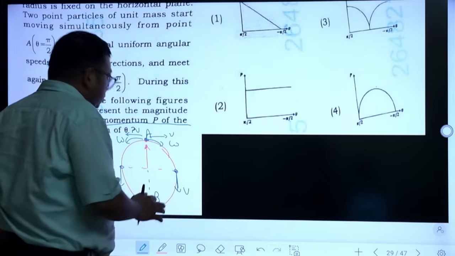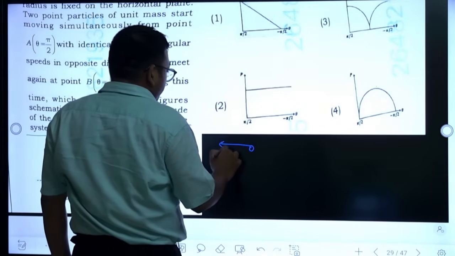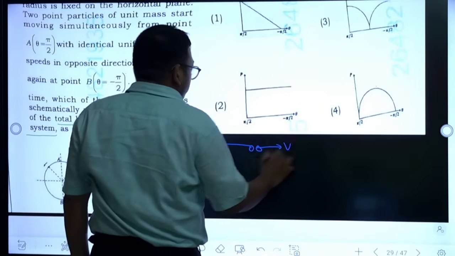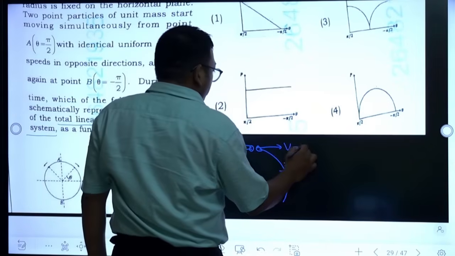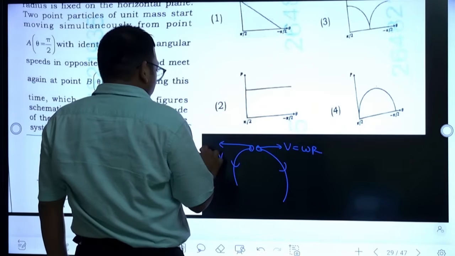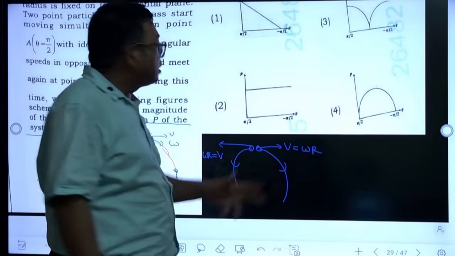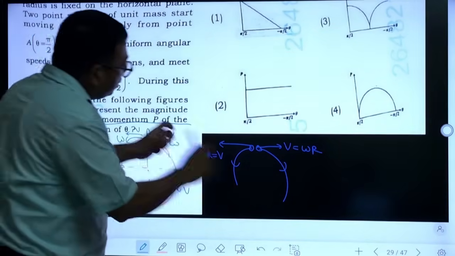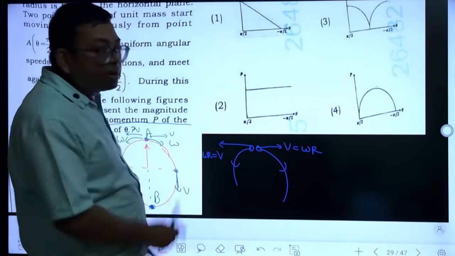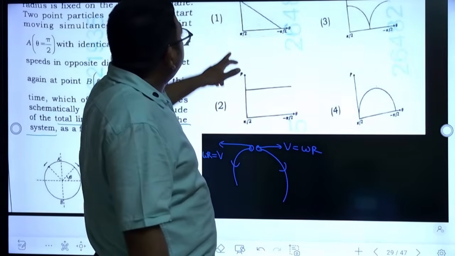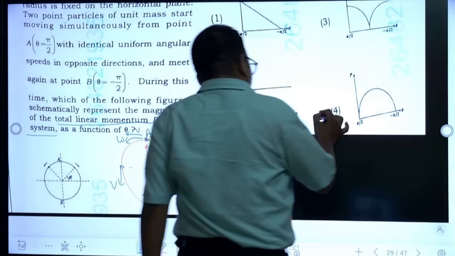It must start from 0, because initially when they have started at this point, its velocity is this way and that velocity is that way, opposite, right? Because it is rotating like this way, it is rotating like this way. So velocity omega r is there, but they are exactly in opposite directions. So when you take linear momentum, mass into velocity, and they have the same masses, initially the system does not have any linear momentum. So the graph must start from 0. You see here it is not starting from 0, not starting from 0, not starting from 0. This is the only answer.